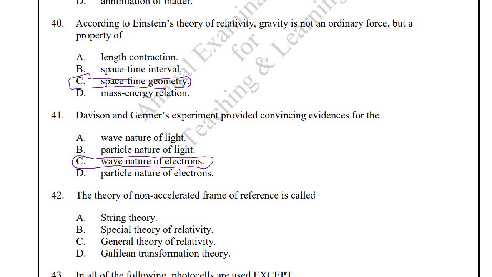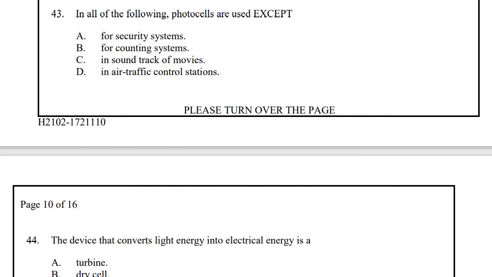Question number 42, the theory of non-accelerated frame of reference. Non-accelerating frames of reference are also known as inertial frames of reference, which are non-accelerated frames where the acceleration is zero. The theory that relates to the inertial frame of reference is known as the special theory of relativity. The other one is the general theory of relativity that relates to the accelerated frame of reference or non-inertial frame of reference.